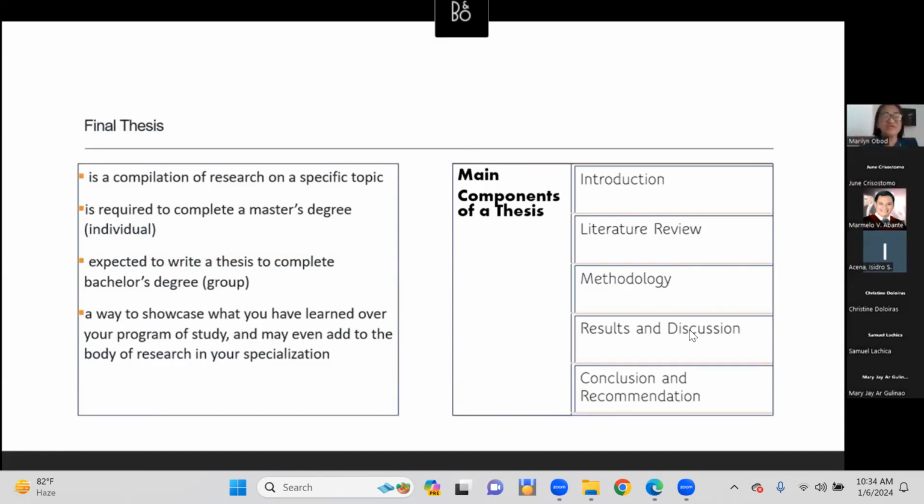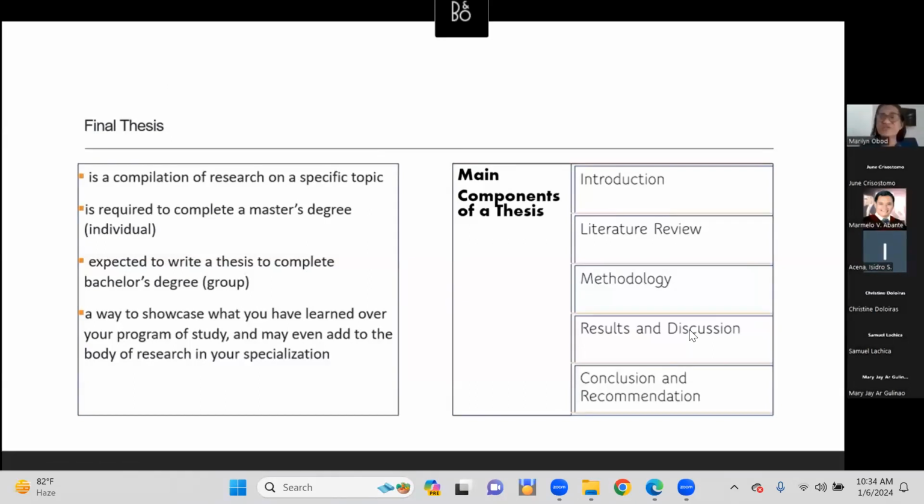You search again so that the conclusion that you will get will be added to the body of knowledge. So what are the main components?